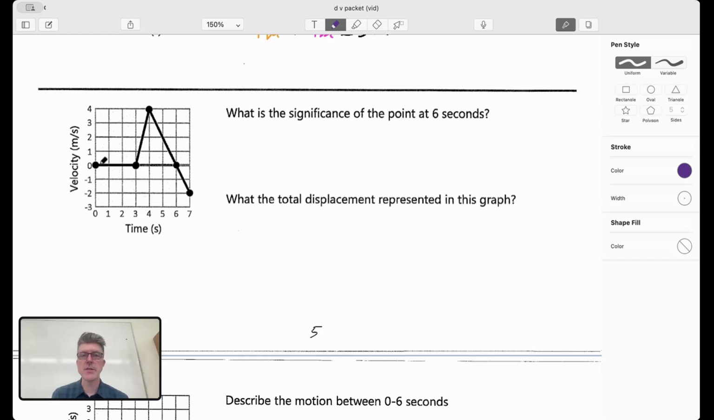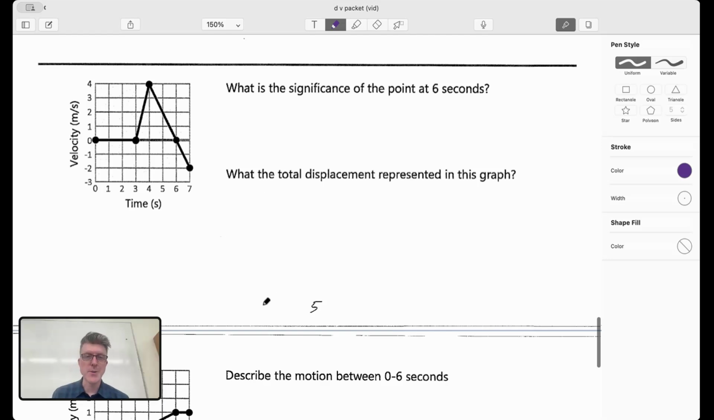Here's what's happening. It's starting, it's not moving. At 3 seconds, it starts moving forward slowly, faster, faster, faster, faster, fastest, still moving forward, starting to slow down, still moving forward, slowing down, still moving forward, slowing down, stops, starts moving backward, faster, faster, faster. So that's what's happening. All right.